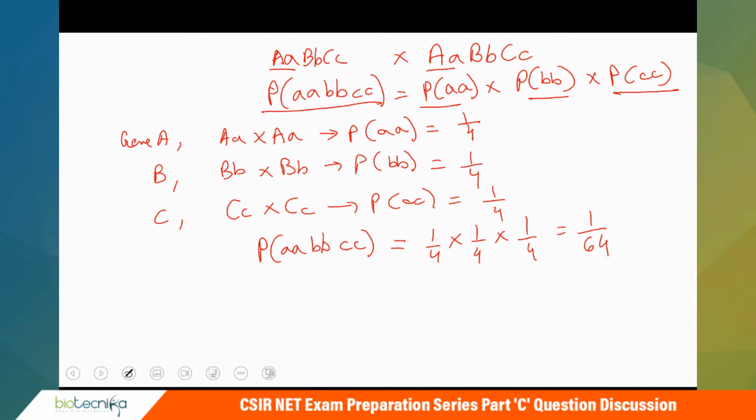Now, this is not something that was asked. What was asked was at least one dominant. So that will be equal to 1 minus this value. So 1 minus 1 by 64 will give you 63 by 64.